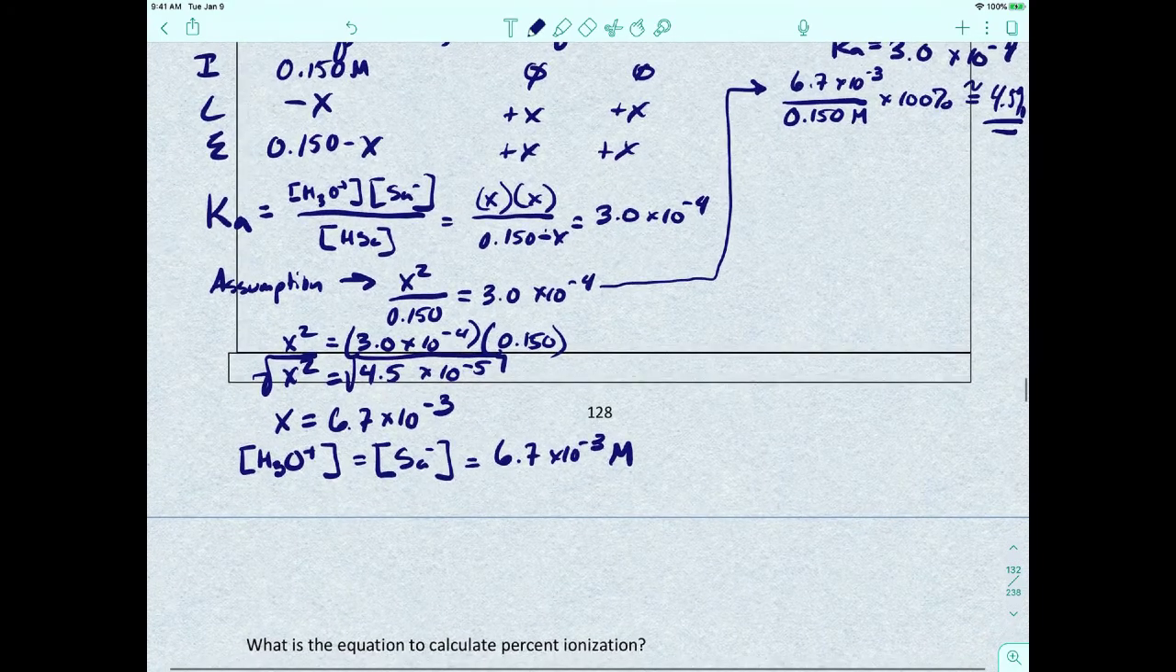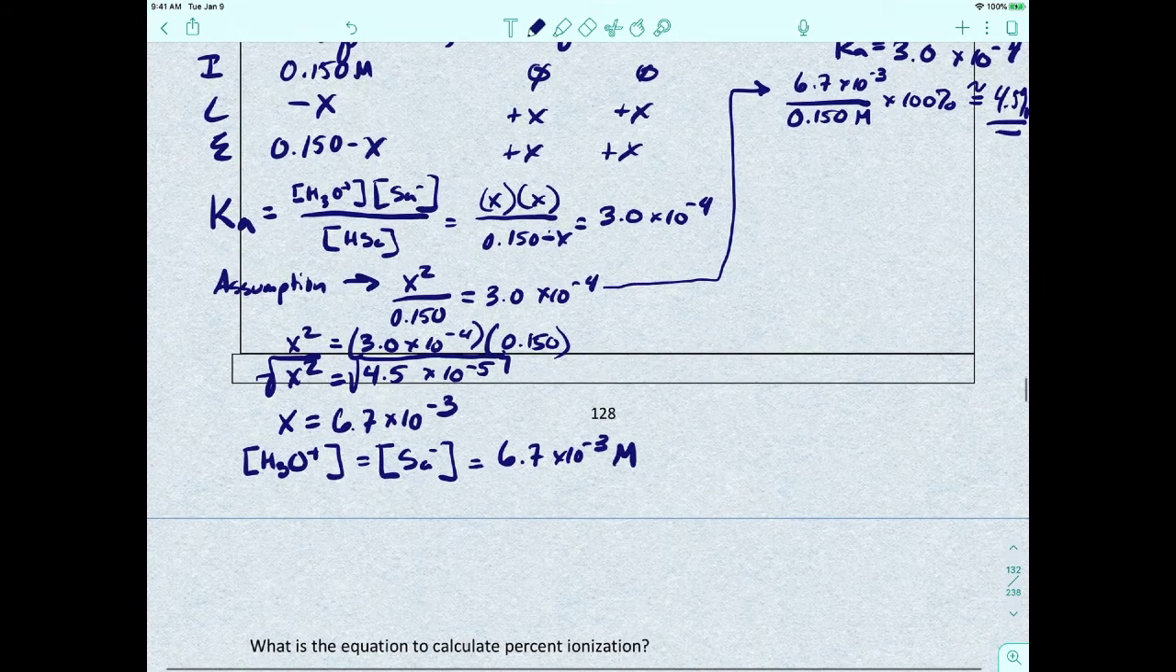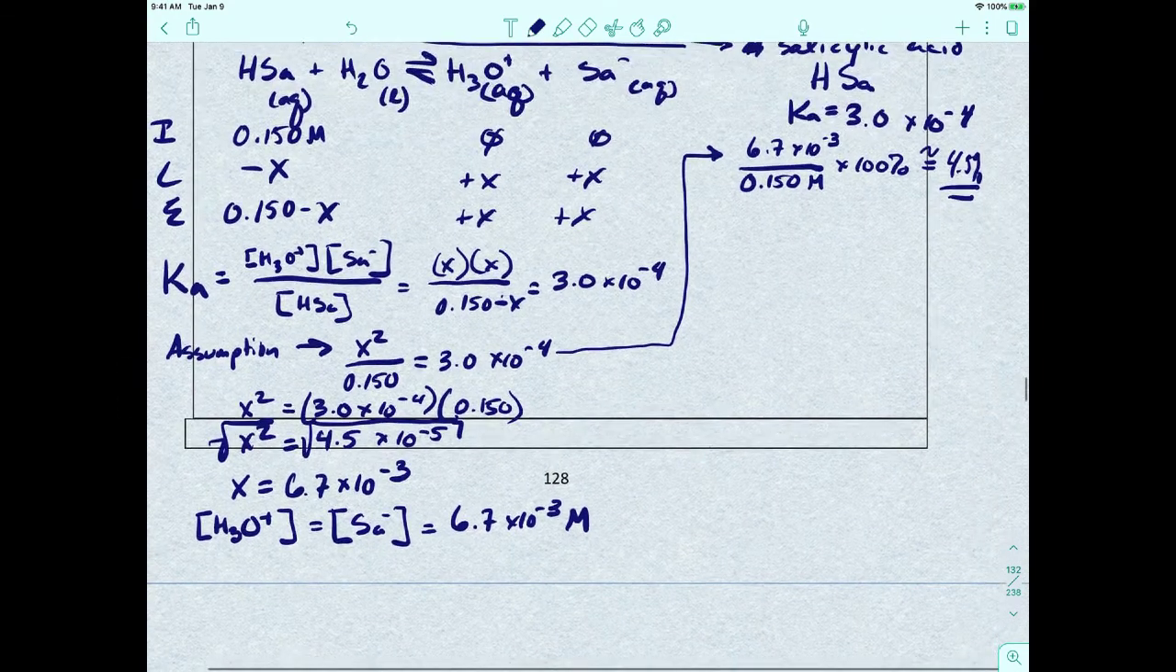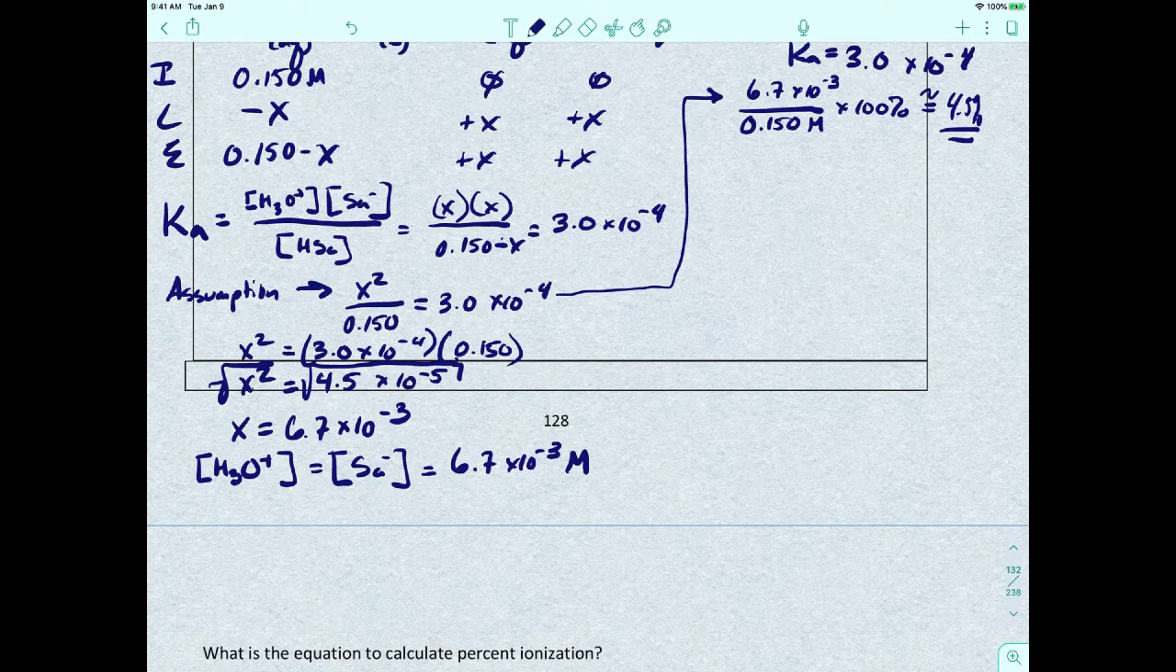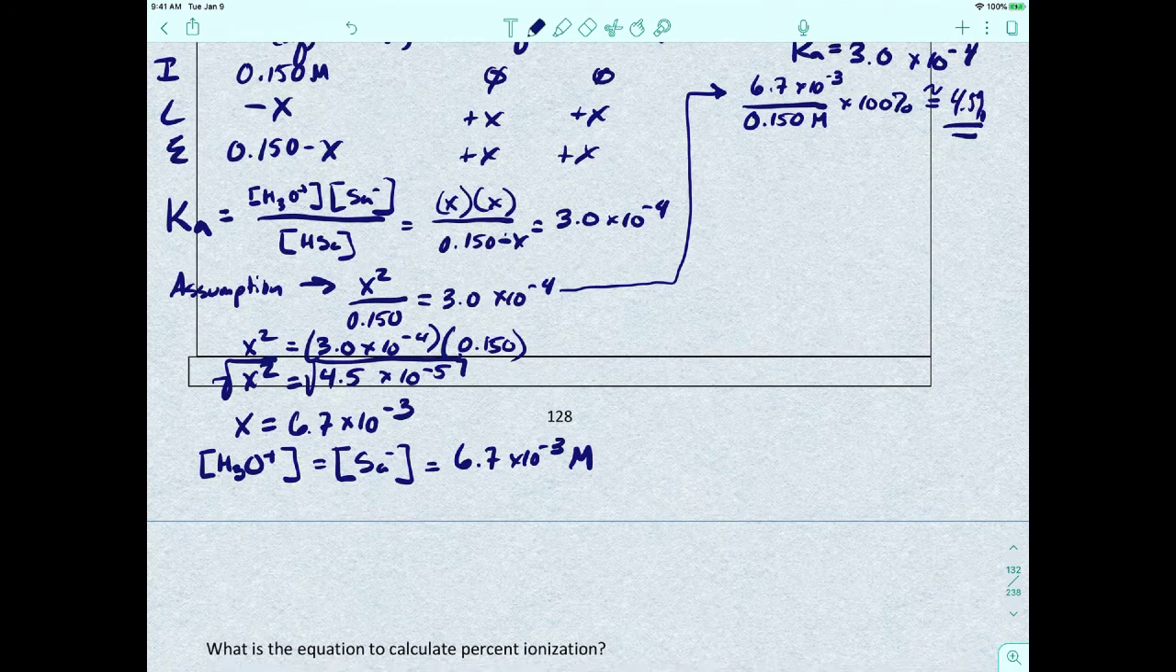We can also find the concentration of salicylic acid, which is still going to be pretty close to 0.150. It's going to be like 0.143. According to this problem, we need to find the concentration of hydronium ion, which we did. We need to find the concentration of hydroxide ion, and we also need to find the pH. The pH is equal to the negative log of the concentration of hydronium ion, or 6.7 times 10 to the minus third.